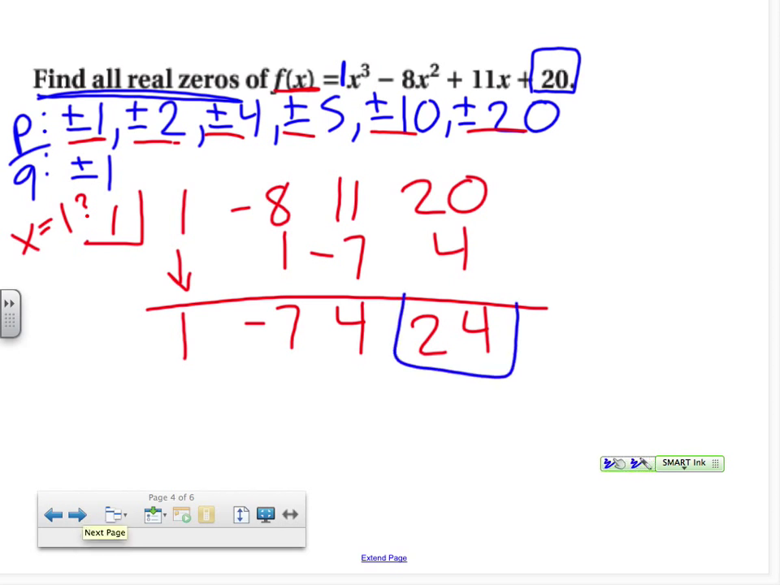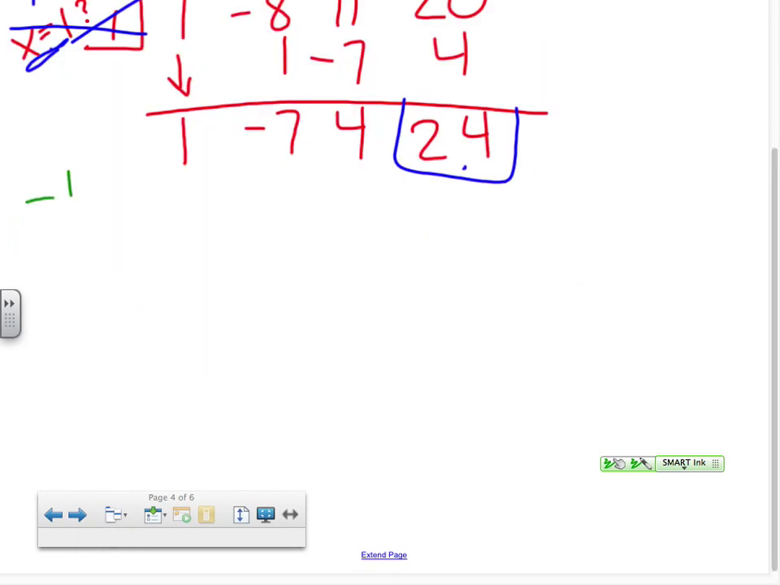Alright, and as we talked about in yesterday's video, if we end up with a remainder here, that means that this is not a solution. So x equals 1, positive 1 is not going to be a solution. Okay, now I'll try a different one. I like to start with 1 and negative 1 and then work my way up because those are most likely, but I guess you could start with any one you wanted to. Alright, so I'm going to try negative 1.